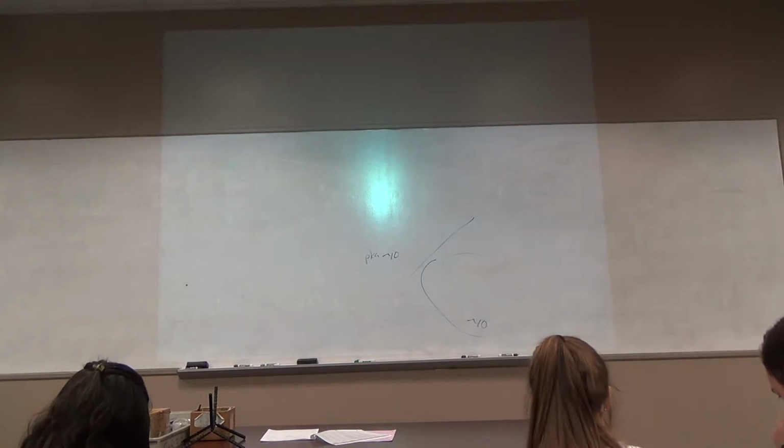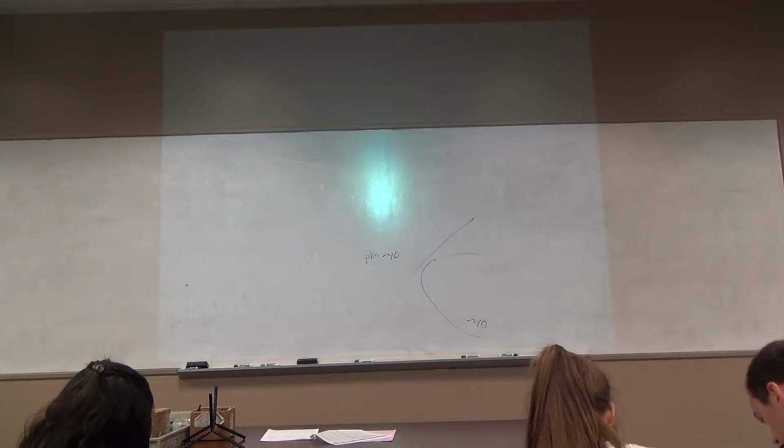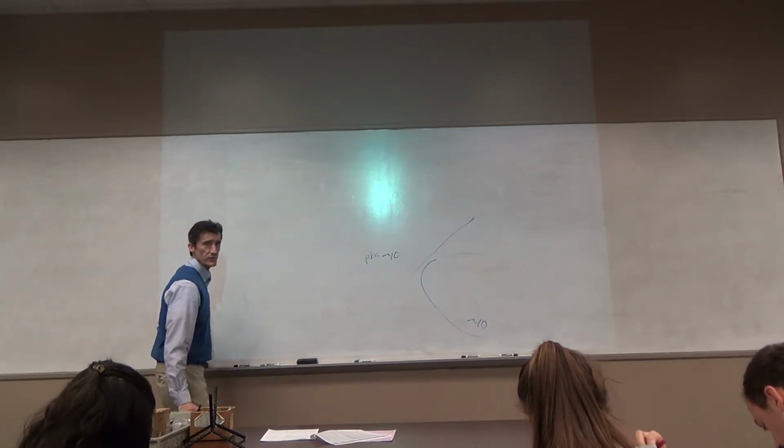Like tert-butyl would be b, because it's tert-dash-butyl. Isobutyl, there's no dash, it's one word, so it would be i. Other questions about nomenclature?